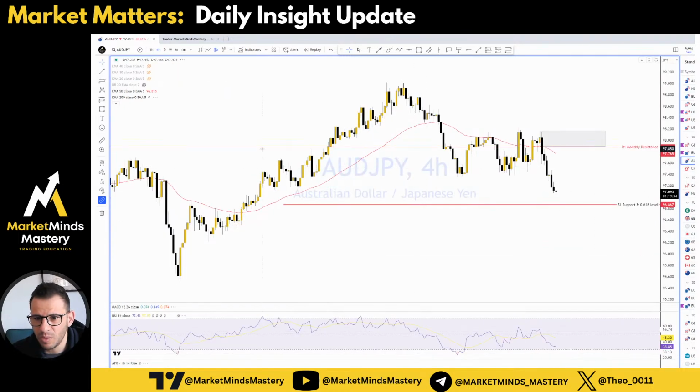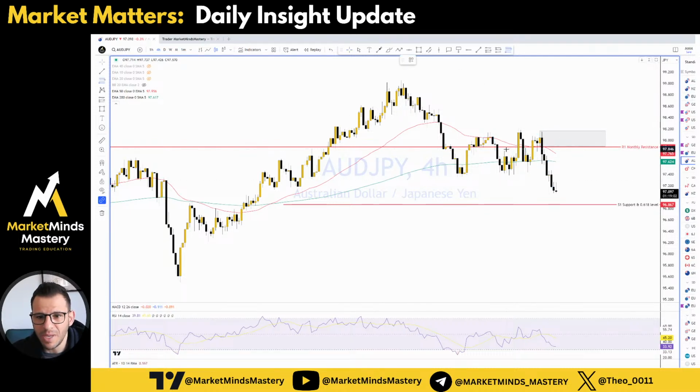Something that I spot is the Australian dollar JPY. If you want to add it to your watch list, guys, because this one gave a nice, well-defined bearish engulfing on the daily chart. Now we are watching the 4-hour chart. So the daily chart was this one here, the bearish engulfing, and now the price moved below this area, below this rectangle.